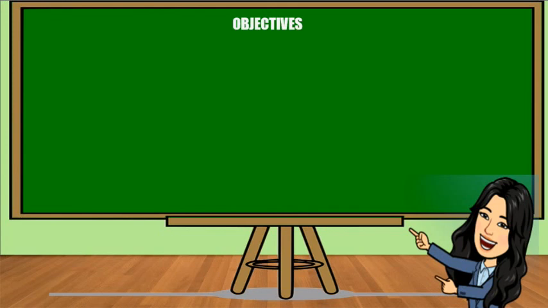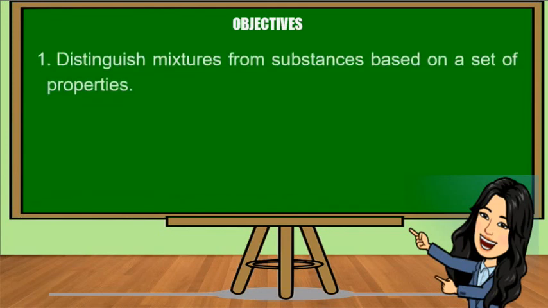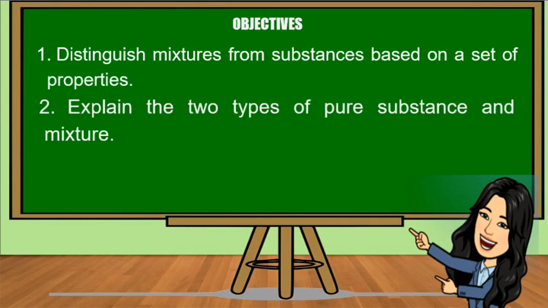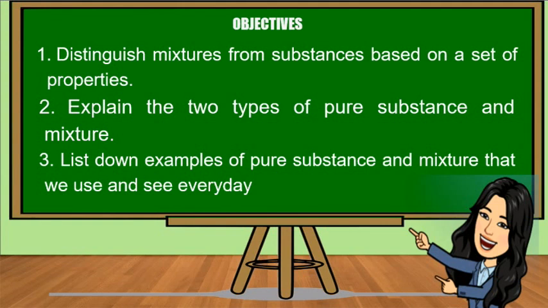At the end of the lesson, the students will be able to distinguish mixtures from substances based on a set of properties, explain the two types of pure substance and mixture, and write down examples of pure substance and mixture that we use and see every day.